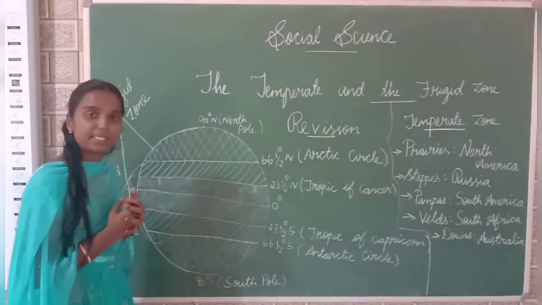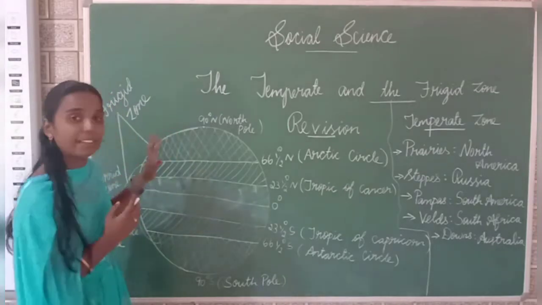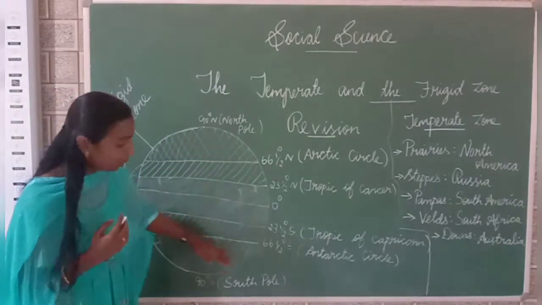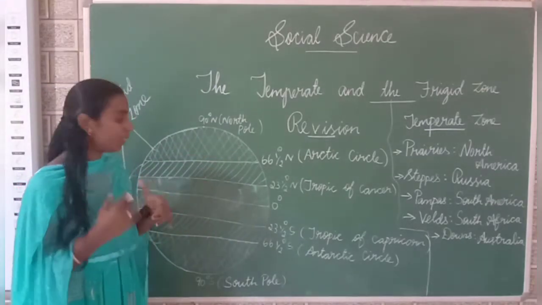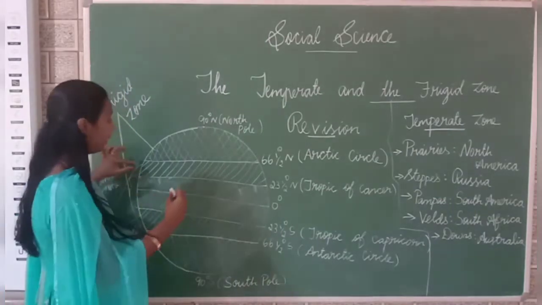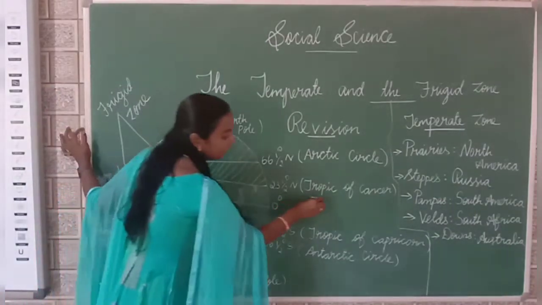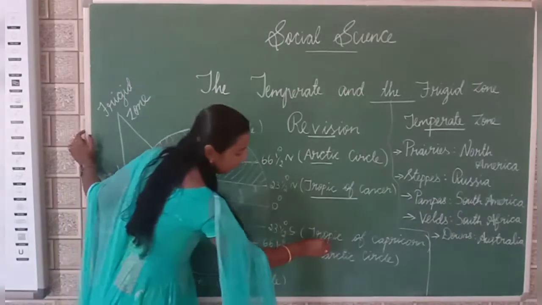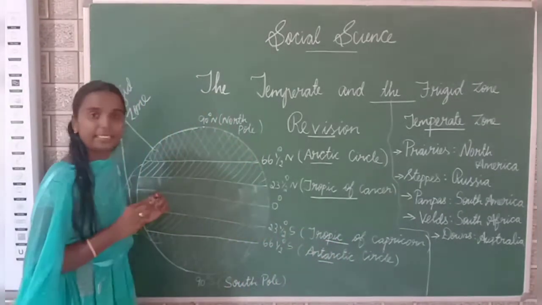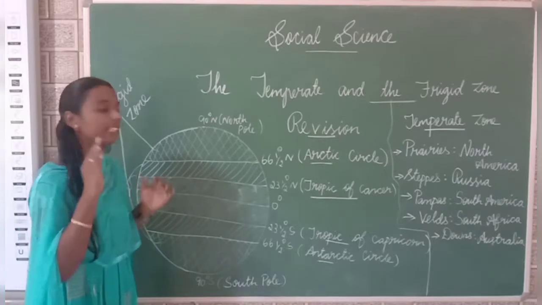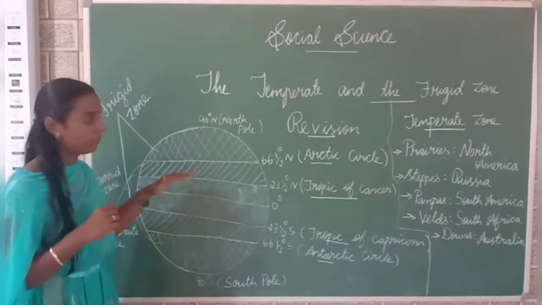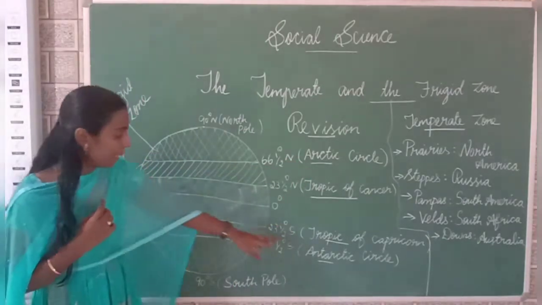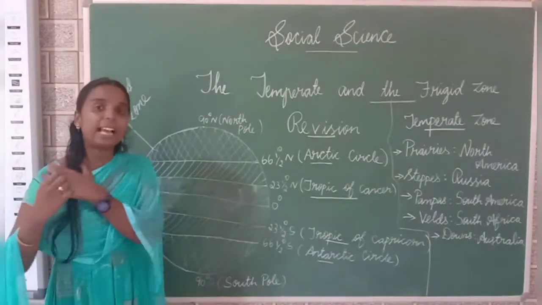So where is our temperate zone? In the northern hemisphere. So where is the northern hemisphere? This upside. Above the equator is the northern hemisphere and below the equator line is the southern hemisphere. So where is our temperate zone located? In the northern hemisphere it is between the Tropic of Cancer and the Arctic Circle, and in the southern hemisphere it is between the Tropic of Capricorn and the Antarctic Circle, okay? So say me, where is this temperate zone located? In the northern hemisphere between the Tropic of Cancer and the Arctic Circle, and in the southern hemisphere between the Tropic of Capricorn and the Antarctic Circle.